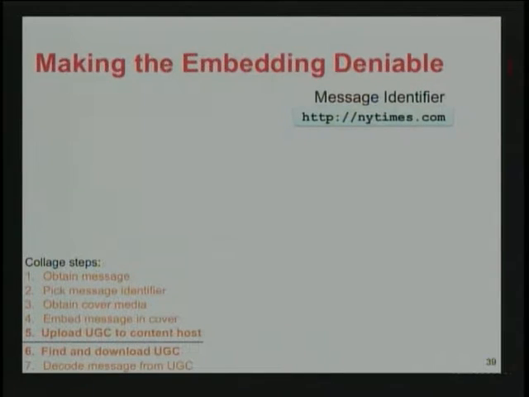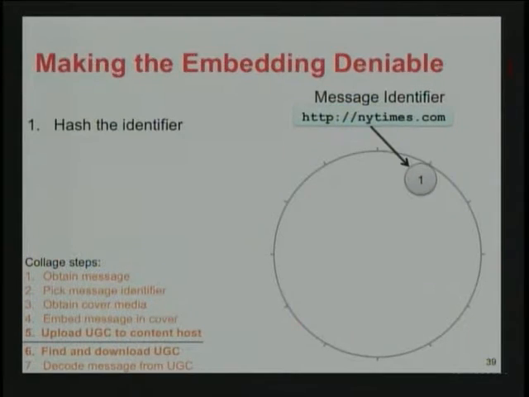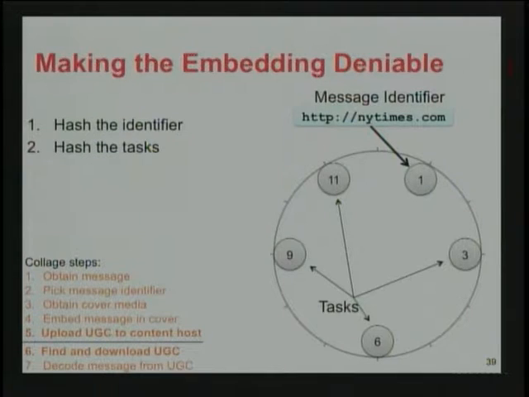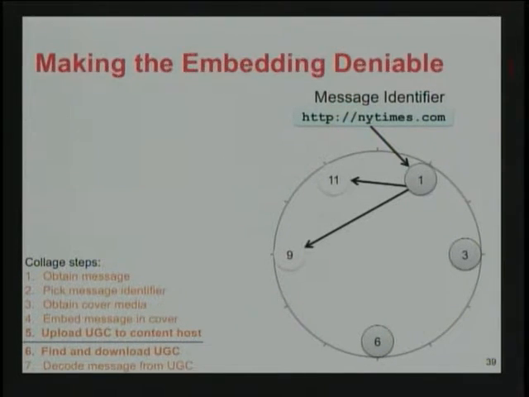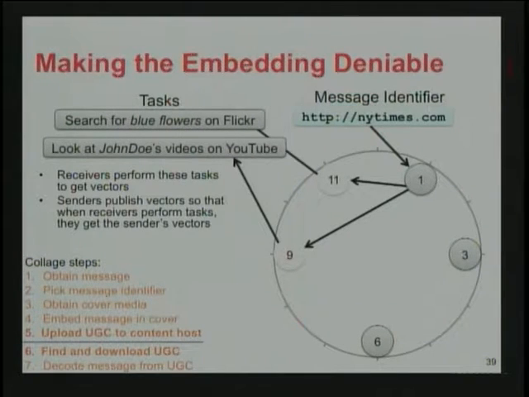And the way that we do that is to take this message identifier and hash it into some ID space. For those of you who've seen distributed hash tables, this is exactly that. So we take that and we hash it into a space. And then we also have what we call a list of tasks, a mapping of tasks. And these tasks are also going to map into that ID space. And these tasks are going to be things that we choose, that we define. But we're going to define them in such a way that Alice doing them is not going to get her in trouble.